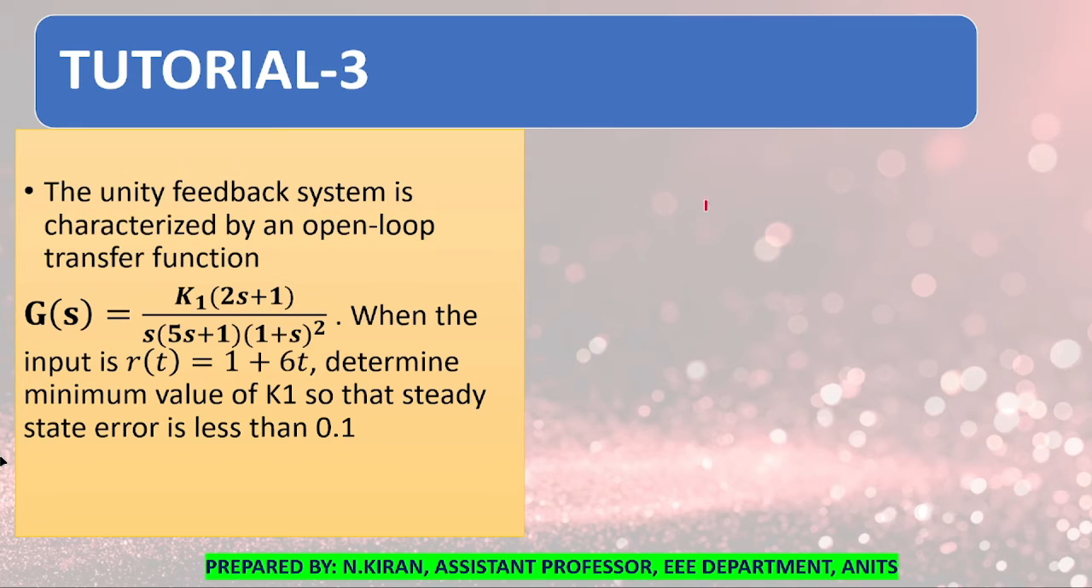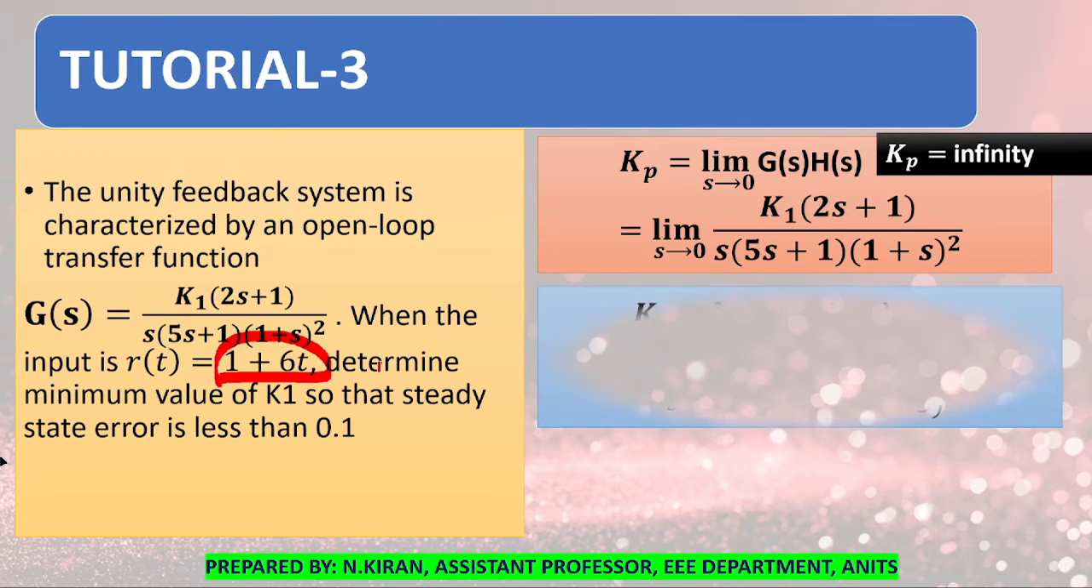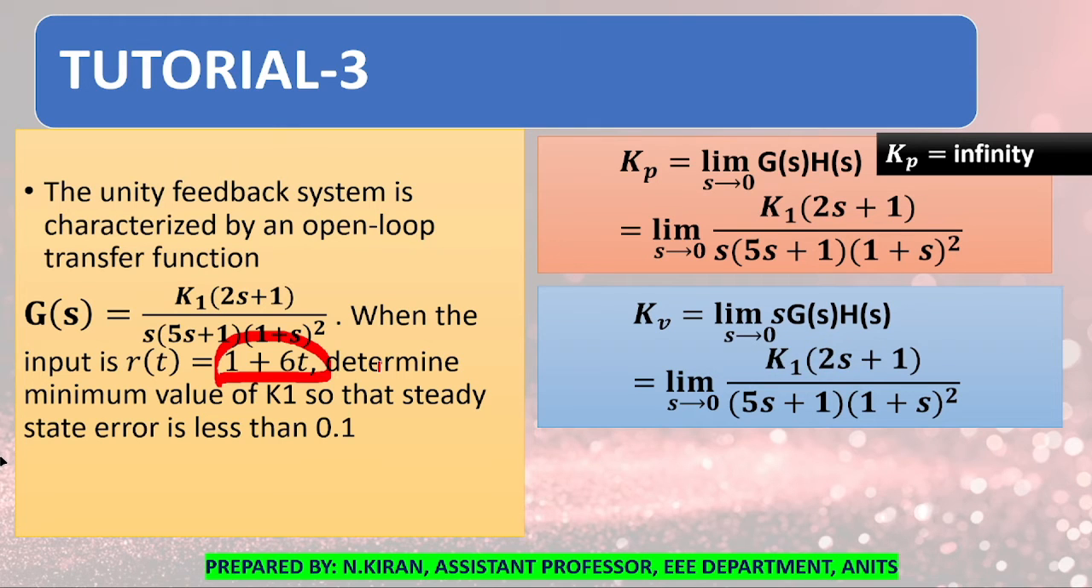So here the input is given as the sum of step input and ramp input. So it is sufficient if we find the values of Kp and Kv. So Kp, as we know, is limit s tends to 0 g of s into h of s. Since there is an s term in the denominator, the Kp value is infinity. And Kv is limit s tends to 0 s into g of s into h of s. This will cancel out the s term in the denominator, which will result in the value of Kv being equal to the constant k1.